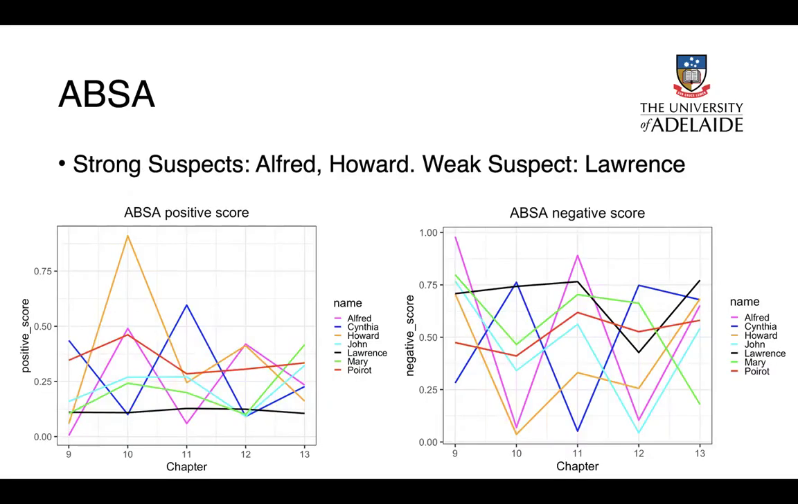This is the positive score and the negative score generated by ABSA. In positive score, we see Alfred and Howard's positive scores have a very clear decline, and their negative scores also increase. So these two are our strong suspects. Because for Lawrence, his positive score decreases slightly and his negative score increases, so he is our weak suspect.